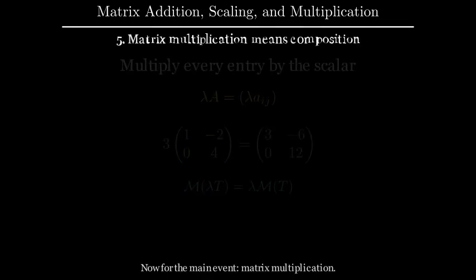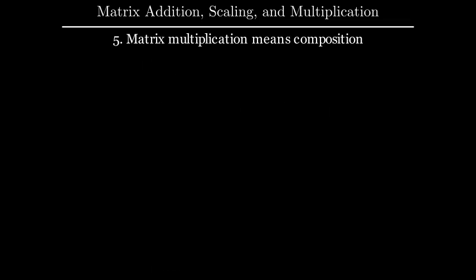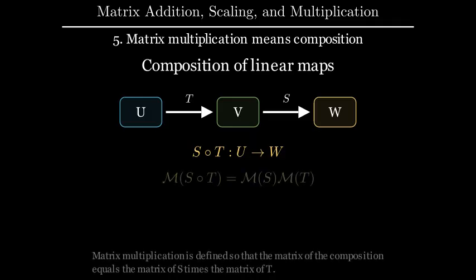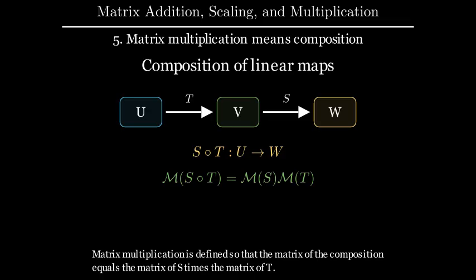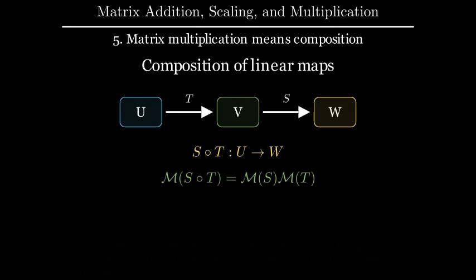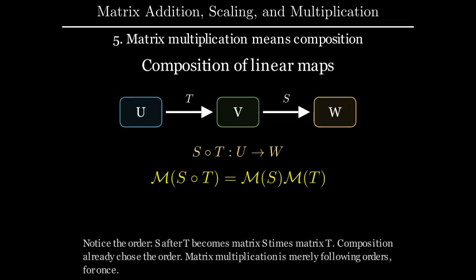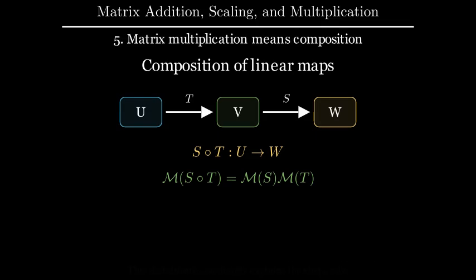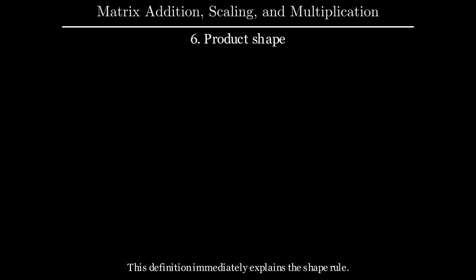Now for the main event, matrix multiplication. Suppose T maps U to V and S maps V to W. Then S composed with T maps U to W. Matrix multiplication is defined so that the matrix of the composition equals the matrix of S times the matrix of T. Notice the order. S after T becomes matrix S times matrix T. Composition already chose the order. Matrix multiplication is merely following orders. For once.